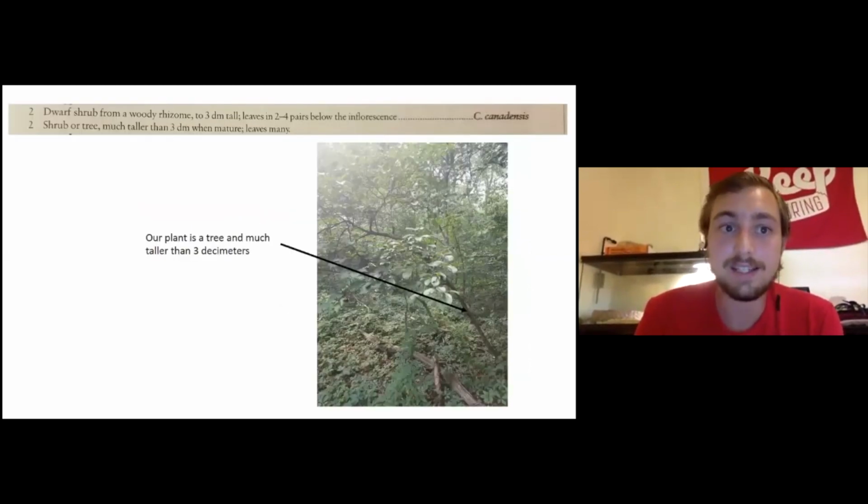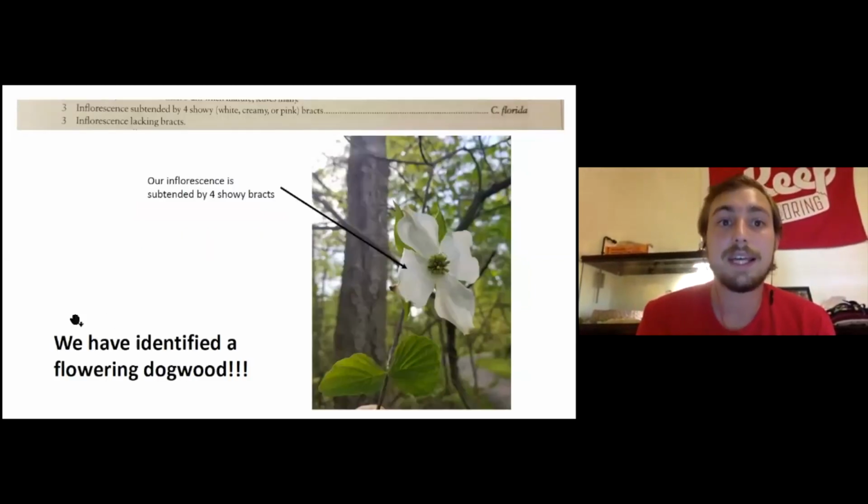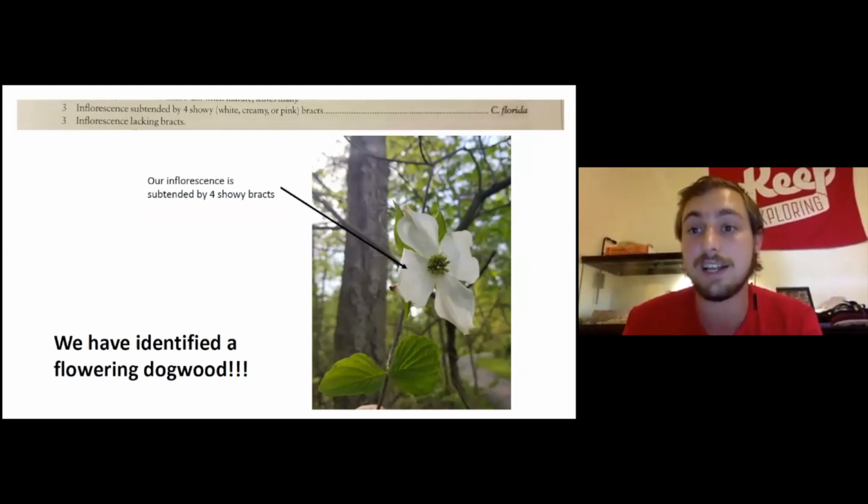And then it asks if we have a dwarf shrub that's less than 30 centimeters tall, or a shrub or a tree that is much greater than 30 centimeters tall. Our plant is much taller than that, so we move on to 2B. And then it asks about whether or not there are these showy bracts, those modified leaf parts. Now, it is not the time of year for dogwoods to be in flower. Luckily, I did have a picture.